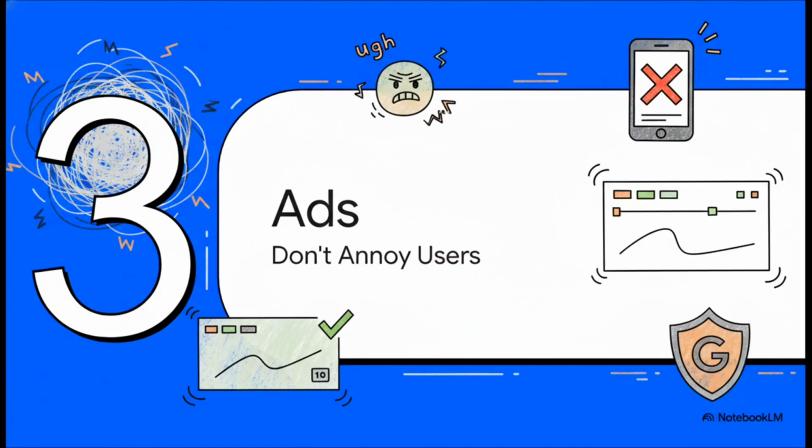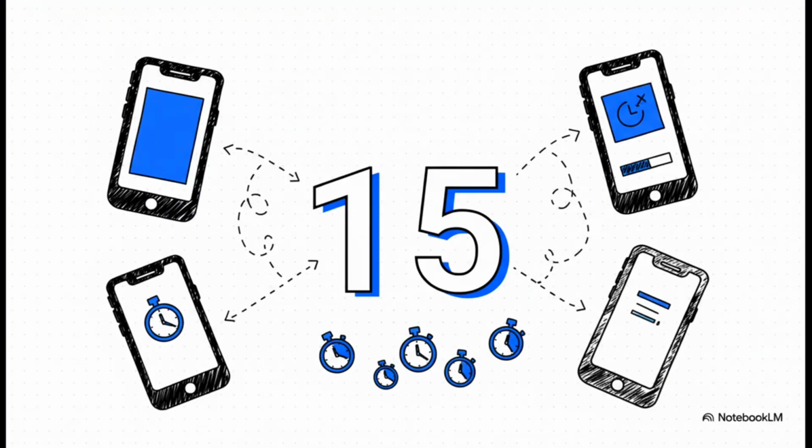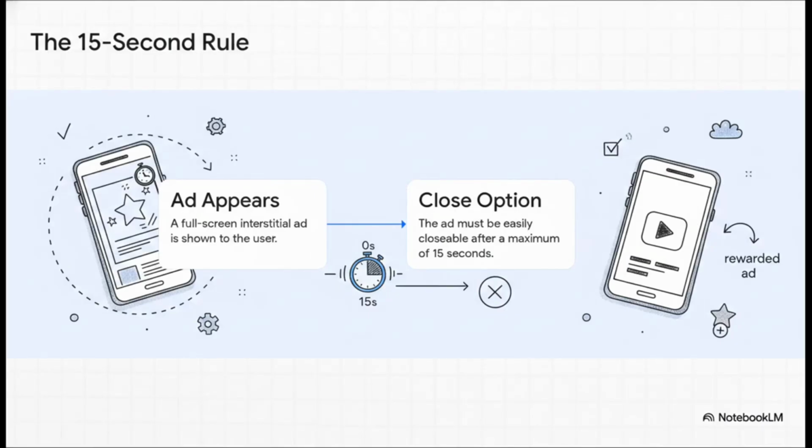Okay, so beyond just tricking people, Google also has strict rules about ads that are just plain annoying or disruptive. The whole goal is to make sure your monetization strategy doesn't completely destroy the user experience. 15. Just remember that number. When we're talking about those big full-screen ads that interrupt everything, 15 seconds is the magic number. The rule is simple. You cannot trap the user in an ad. After a maximum of 15 seconds, you must provide a clear and obvious way for them to close it.